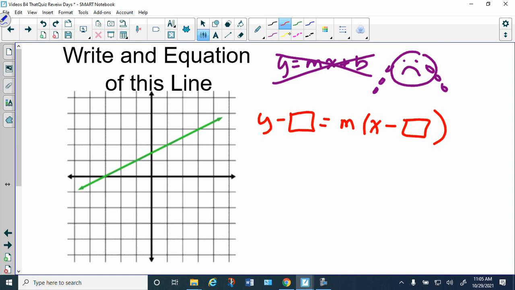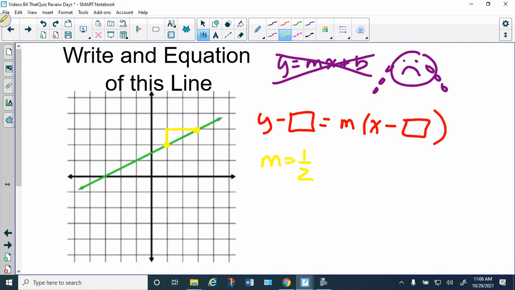All right, so here we go. We're going to pick a point. Oh, no, first we have to find the slope. Let's find 2 corner points. Here's a corner point, here's a corner point. I know slope is rise over run, so we rise up 1 and run over 1, 2. So my slope is 1/2.